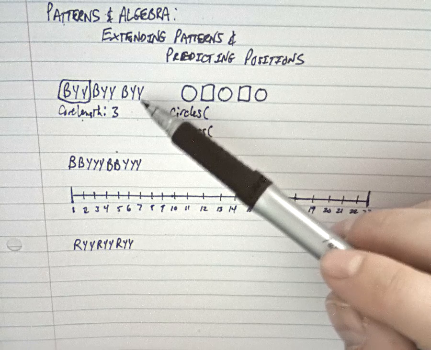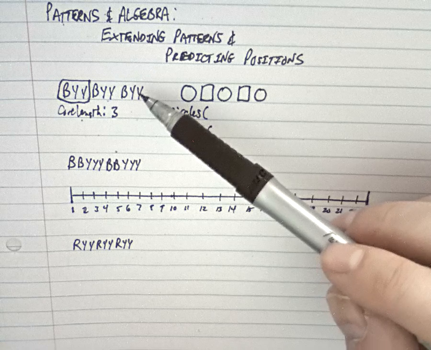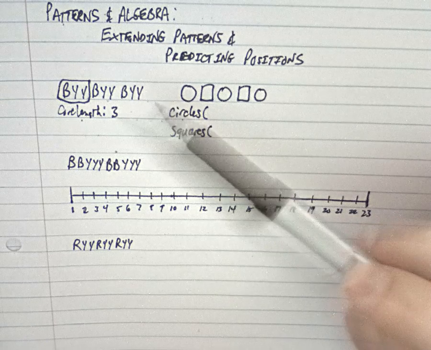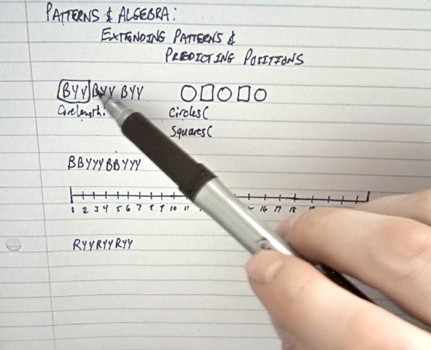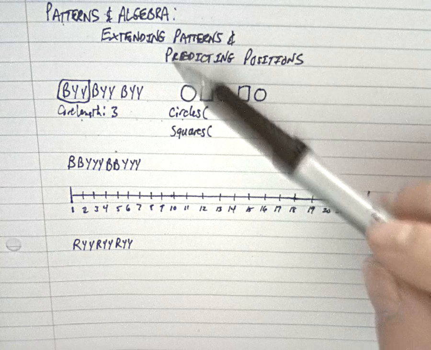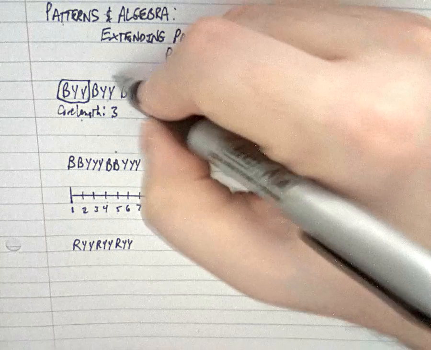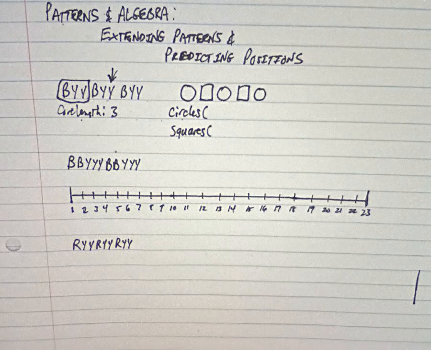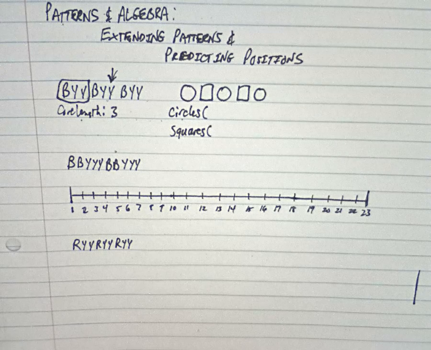Now I would like you to tell me what the 6th term is. Remember, each one of these letters is a term. So what is the 6th term? If you said that the 6th term was the Y, you are correct. And that was just a simple review of yesterday.